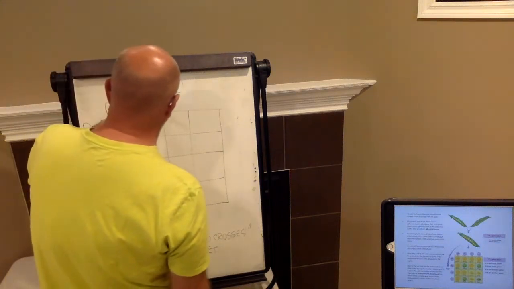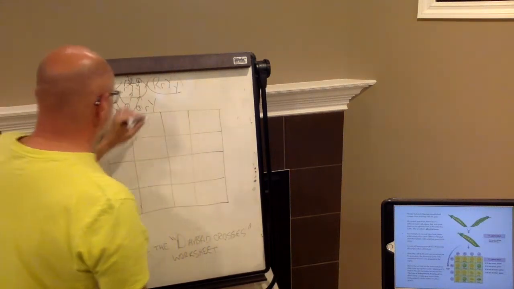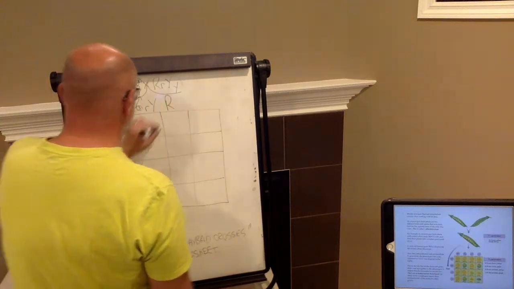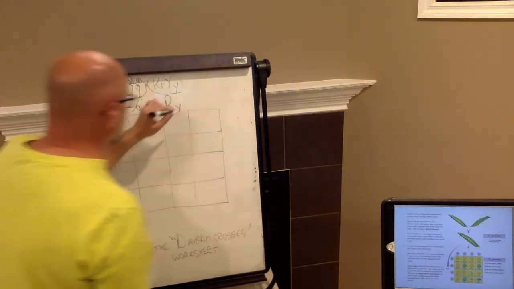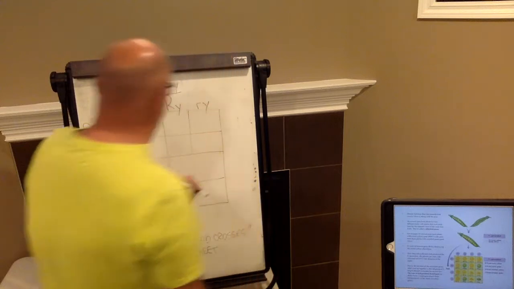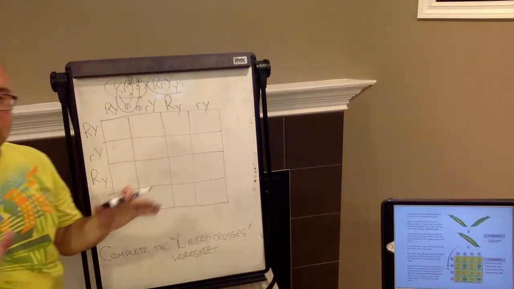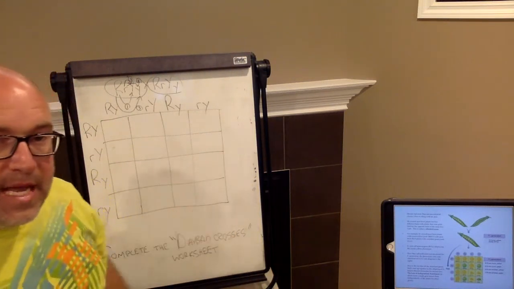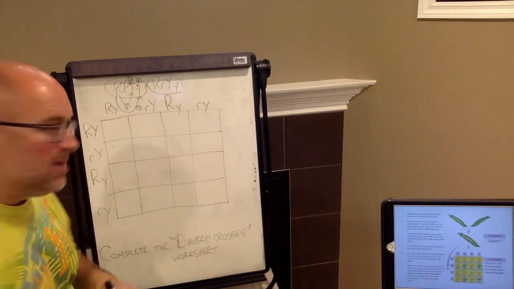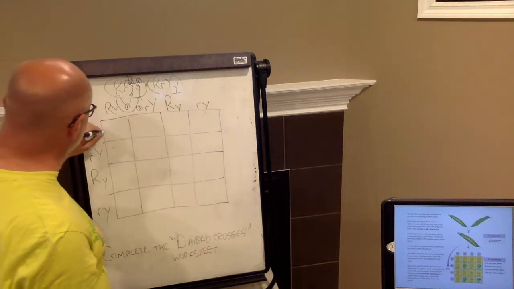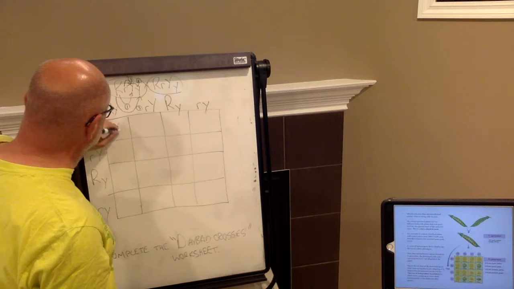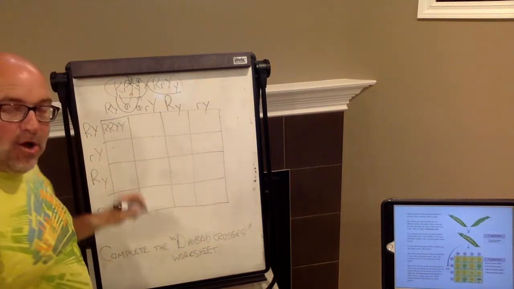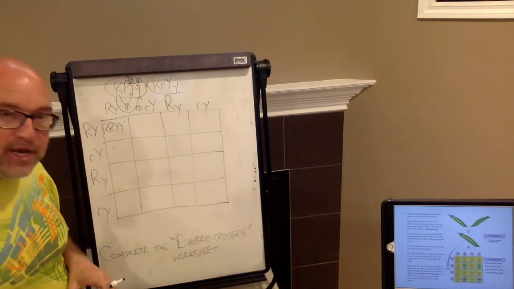I have a little r capital Y. I've got capital R little y, and then I've got little r little y. So now I've got my Punnett square all formulated up. Now I just have to kind of connect the dots. So here I've got two capital R's coming together with two capital Y's. So that's going to be homozygous dominant for all the traits.